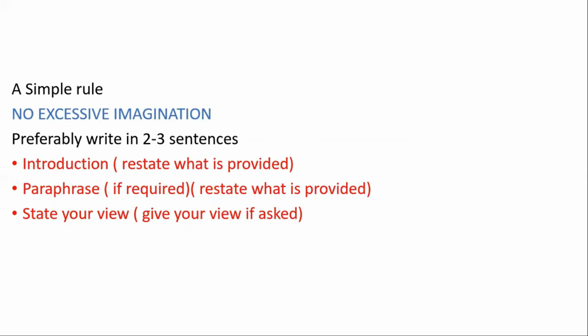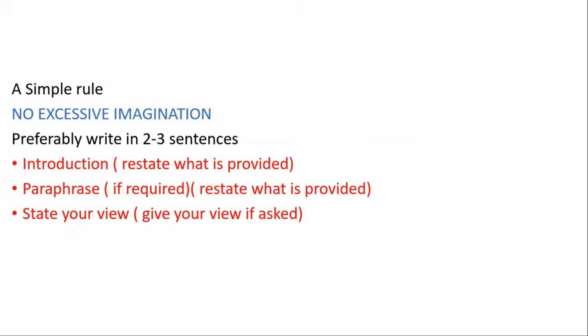So how do we do that well? I have a simple formula which I'm going to explain to you in just a while. That simple rule is this: no excessive imagination. Just write preferably 2 to 3 sentences. You don't have to write a lot. 3 sentences if possible. Introduction. First line, restate what is provided. Second line, paraphrase what is provided. Third line, state your view if asked.